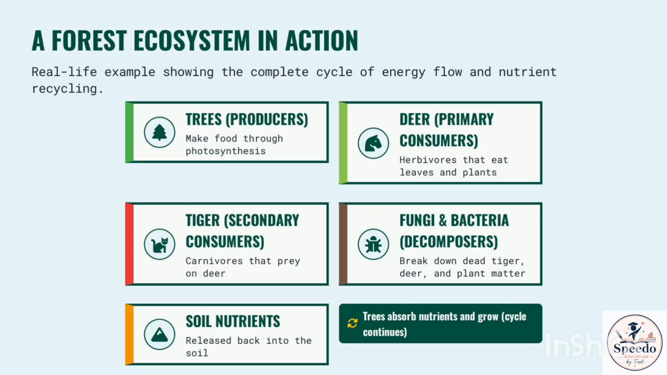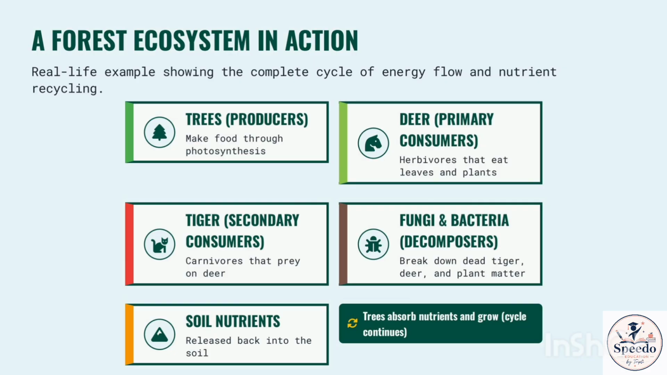Real life ecosystem example. Let's understand this with the example of a forest ecosystem. Imagine a large forest filled with trees, shrubs, grasses, birds, insects, and animals. The trees and grasses are the producers because they prepare their own food through photosynthesis. A deer eats grass and leaves, therefore, the deer is a consumer. A tiger hunts and eats the deer. The tiger is also a consumer.